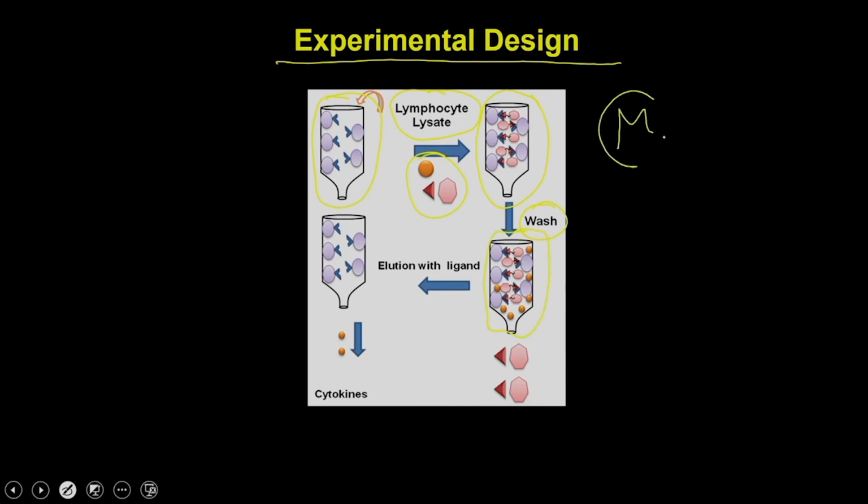So, in the matrix you have the antibodies. This antibody is specific for a particular cytokine, so that particular cytokine will bind to this matrix, or you can have a combination of the antibodies. Then you do the elution with the ligands. Ultimately, you are going to get the cytokines from this particular patient, and then you can measure the level of these cytokines with the help of ELISA.